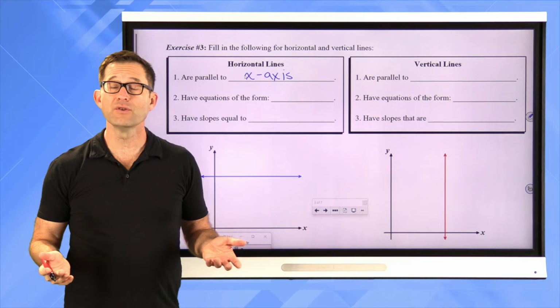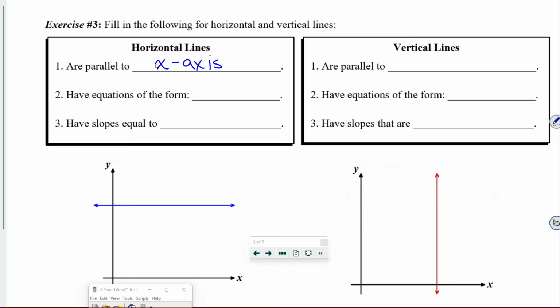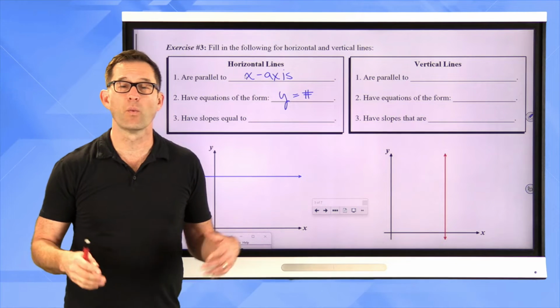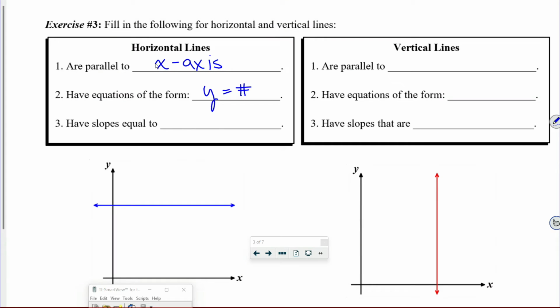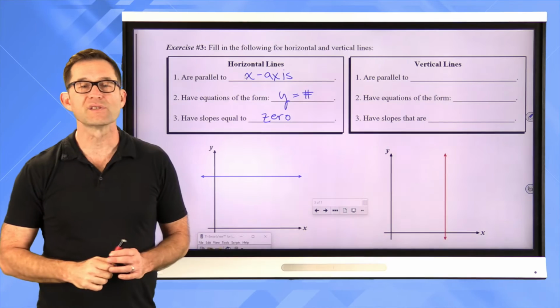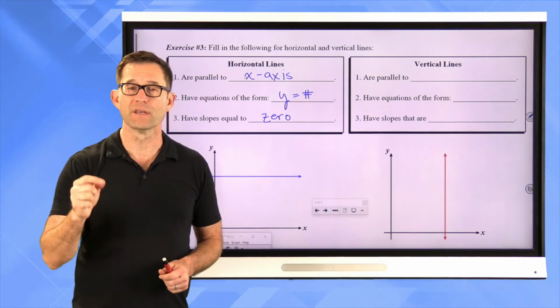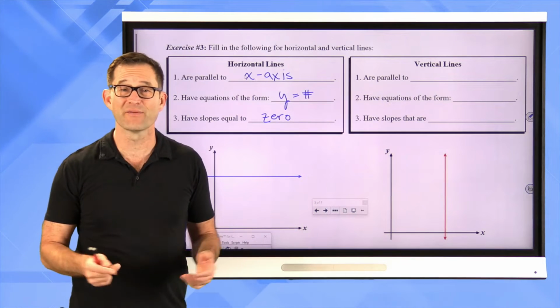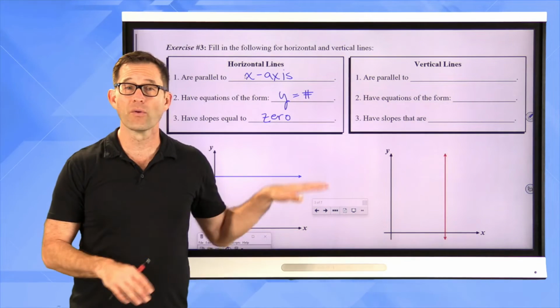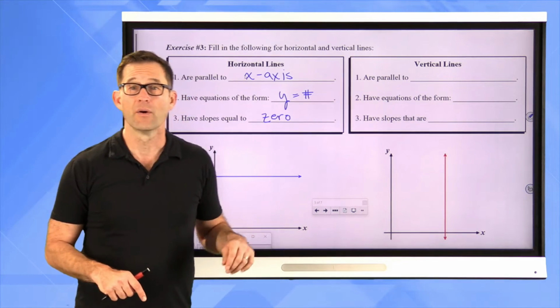And they have equations of the form y equals a number, right? So in our last problem, it was y equals 7. And finally, they have slopes equal to 0. The slope of a horizontal line is equal to 0. And that should make all the sense in the world because they're flat. They're flat. They have no steepness. I can roller skate on them very easily.